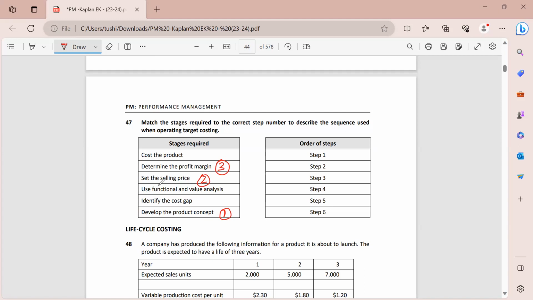Now the next thing, now I do have my selling price, I have my profit. Now with this I will have my cost as the next step. So I will cost the product, right? Then I have my selling price, I have my profit margin, I have my cost. Now the next thing that I will see is identify my cost gap. And the last thing that I will do is use functional and value analysis. With this, we have come to an end to this subtopic called target costing.